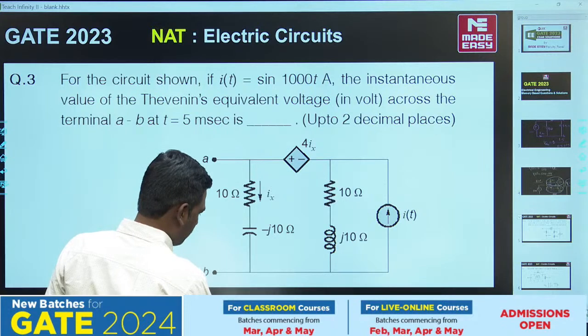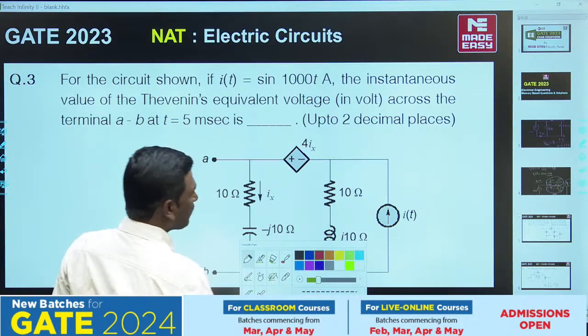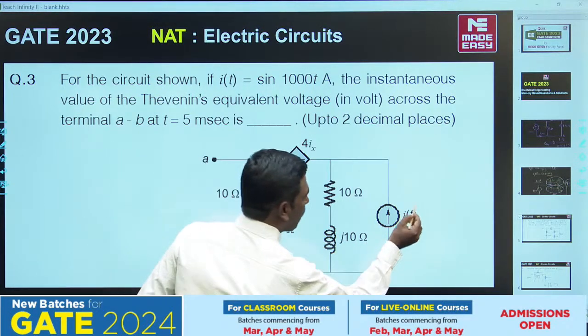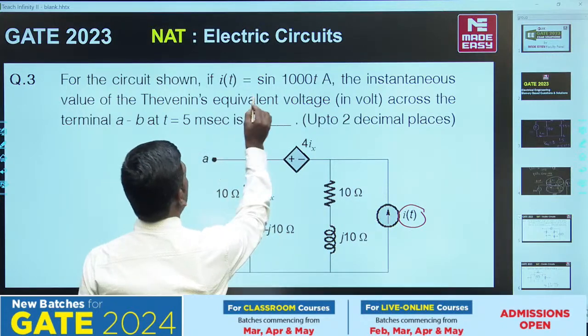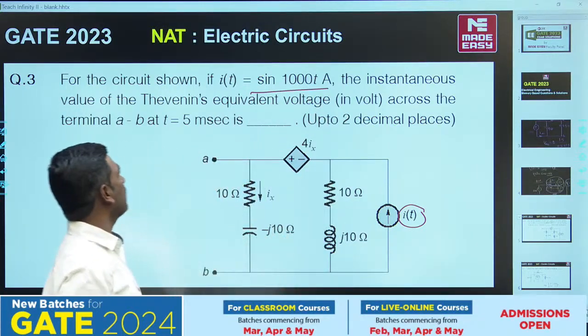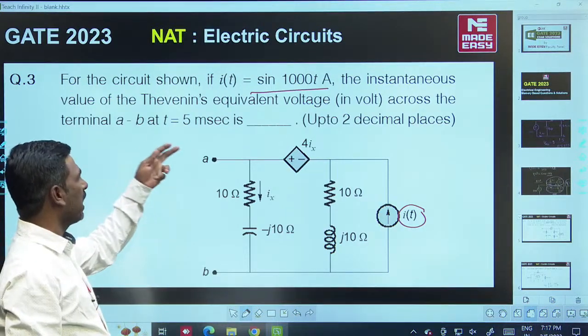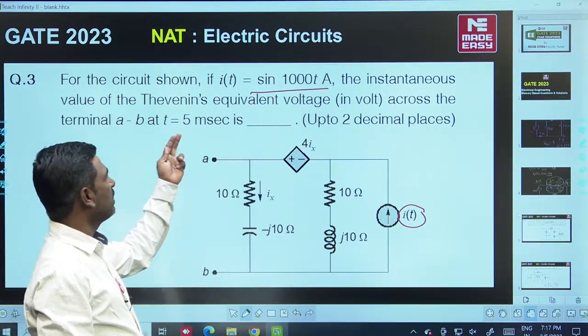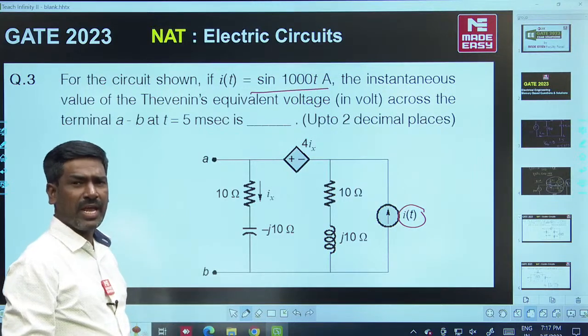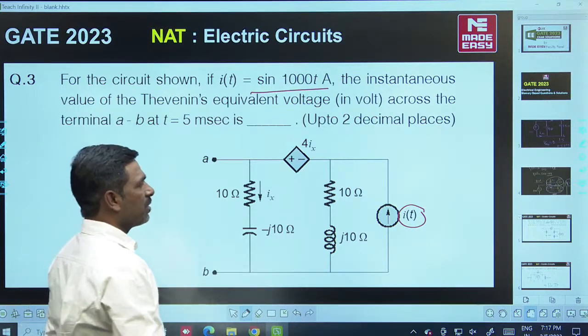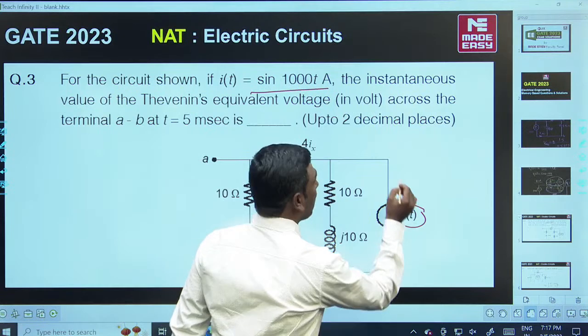Apply source transformation here. I of t is given as sine 1000t. The instantaneous value of the Thevenin's equivalent voltage across the terminal AB at t equal to 5 milliseconds. Find out VAB of t, VTH of t. Just applying source transformation now.